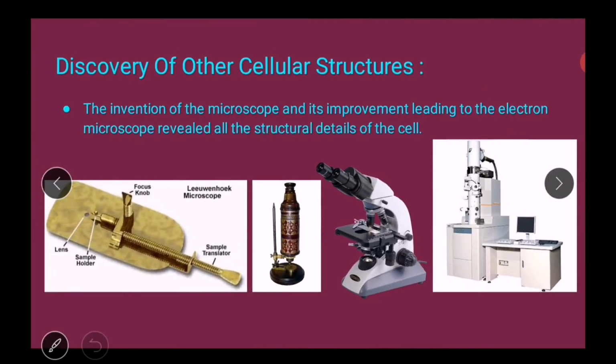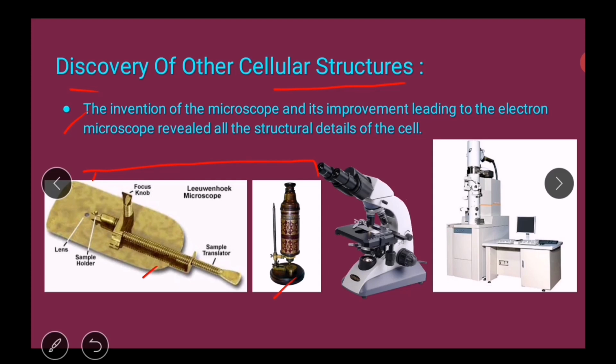Now let's come to the next topic, the discovery of other cellular structures. It is not only the nucleus. There are many other cellular structures, as we have seen earlier, like mitochondria and the Golgi body. All these structures were discovered later. Now how were they discovered? They cannot be discovered with these simple microscopes. All those smaller structures cannot be seen with a simple microscope. How were they discovered? By the invention of better microscopes.